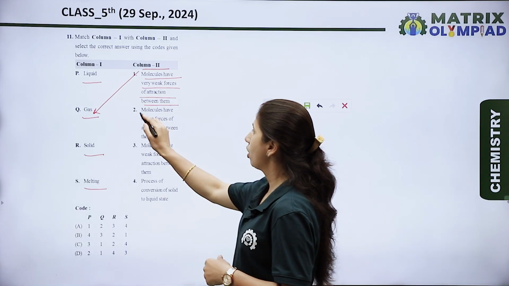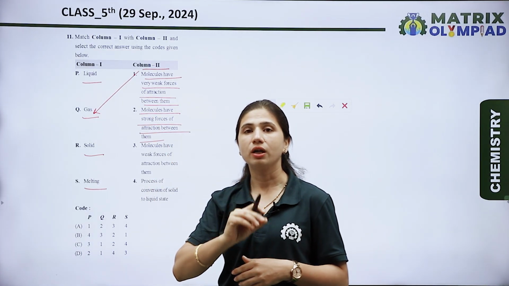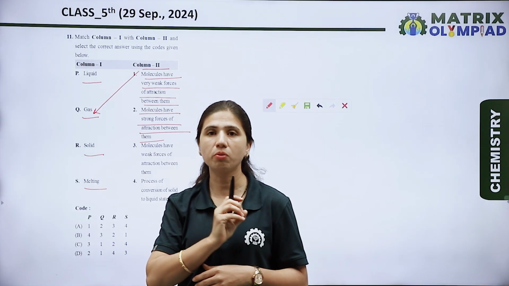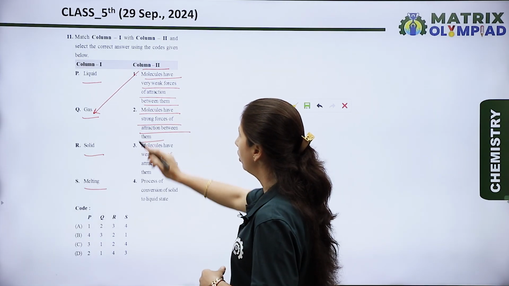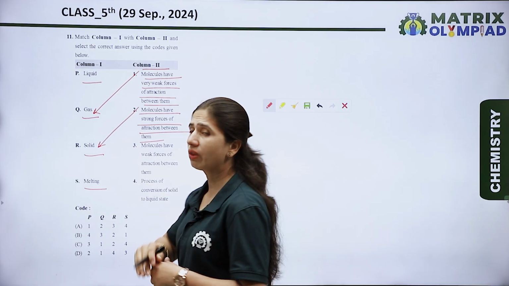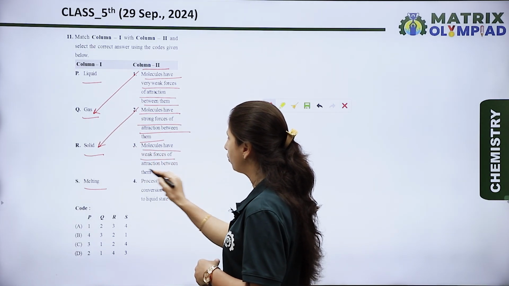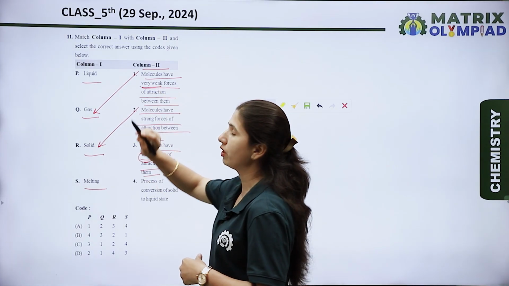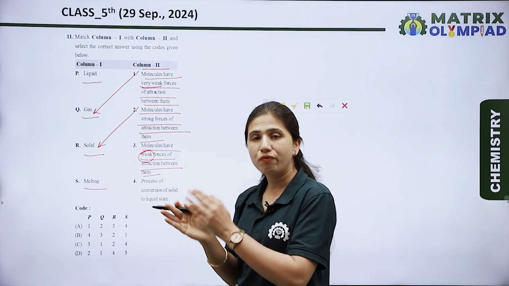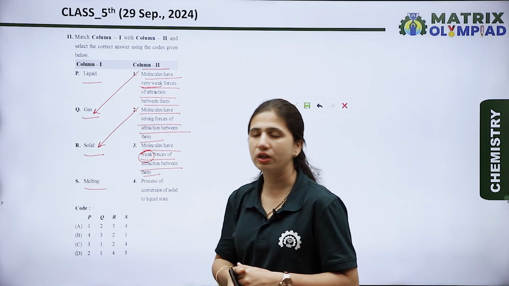Now let's see the next. Molecules have strong forces of attraction between them. We know that solid particles or solid molecules have strong forces of attraction between them. So the second matches with R, solid. Now next is molecules have weak forces of attraction. Here is the difference: here it is weak and there it is very weak. We know that gases have very weak forces of attraction and liquids have weak forces of attraction between them.